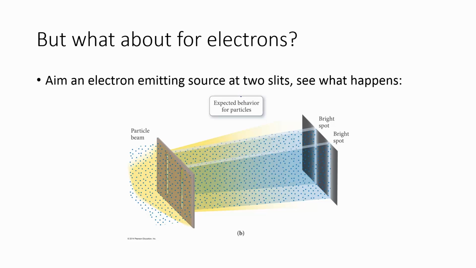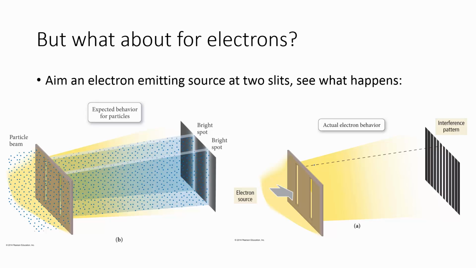Okay, so what about electrons? If we aim an electron-emitting source at two slits, we can see what happens. What we expect to happen if it's a particle is it'll either bounce off or hit the slits. If it hits the slits, it goes through. So therefore, the only place we should see a bright spot on a film that's detecting the electrons is right in the same path as the two openings. What do we actually see? Well, what we actually see is a diffraction pattern.